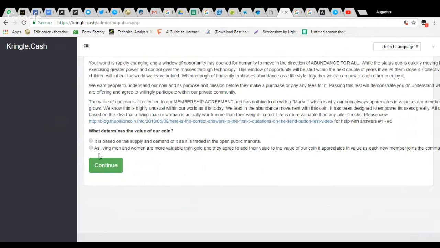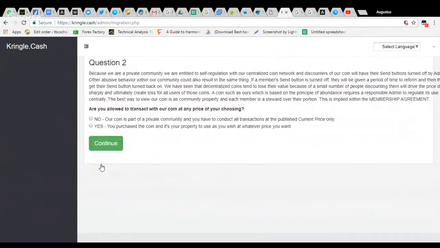So the second answer is, as living men and women are more valuable than gold and they agree to add value to the value of their coin. So that is the purpose of our coin. We will click that and then we continue.